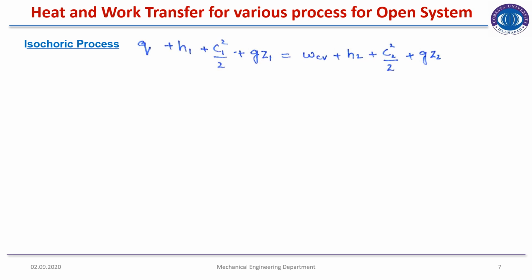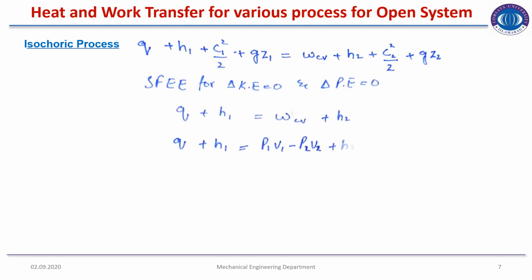So for the isochoric process, the first relation is the steady flow energy equation, for negligible change in kinetic and potential energy: Q plus H1 is equal to W_CV plus H2. Now, in the previous slide, we found that the control volume work done for an open system for the isochoric process is P1 V1 minus P2 V2. So we will insert the value of work done in here.